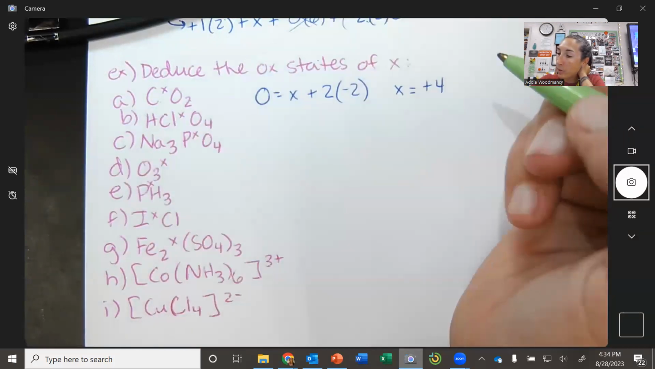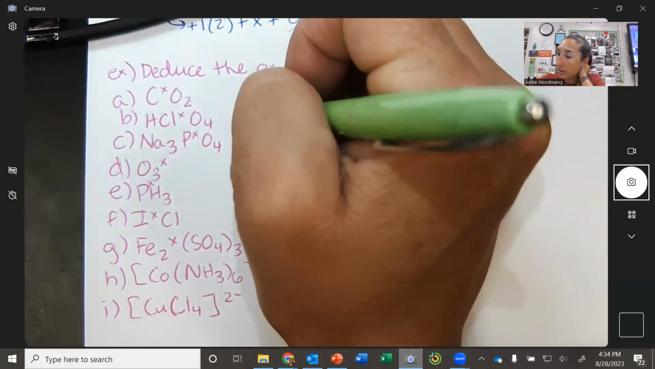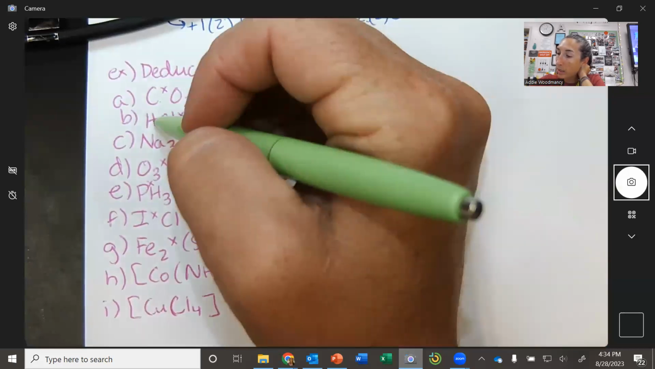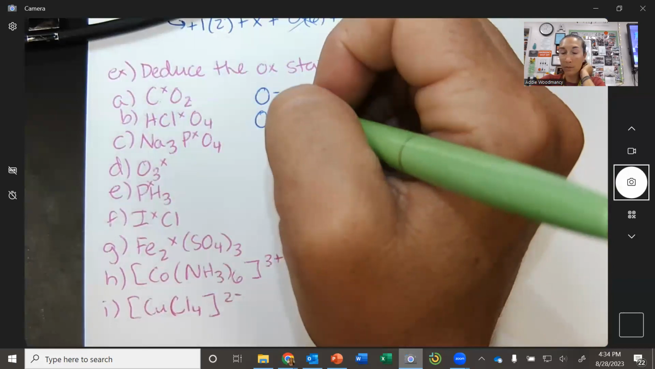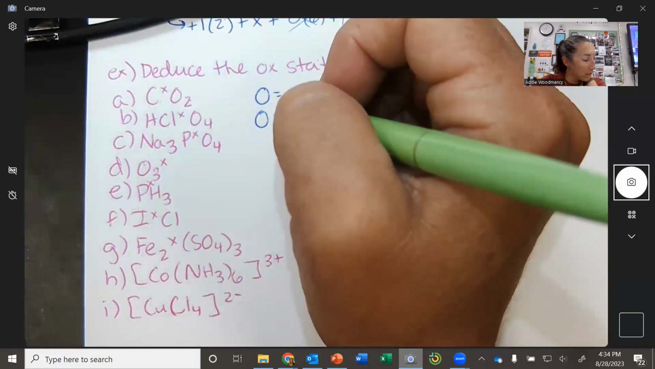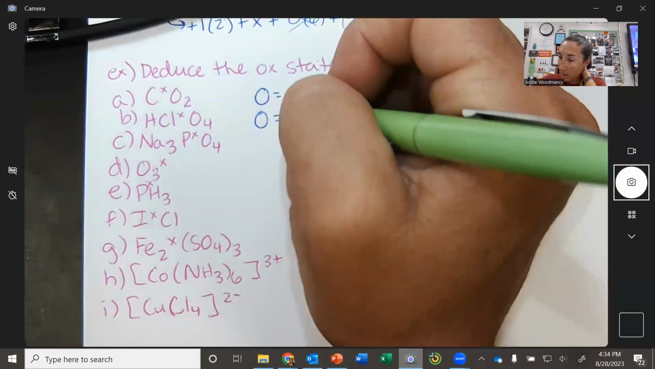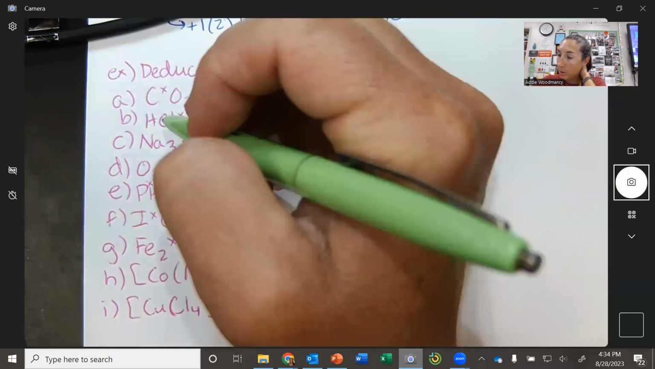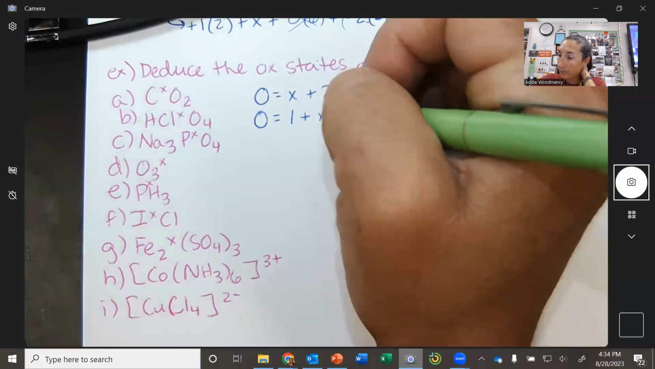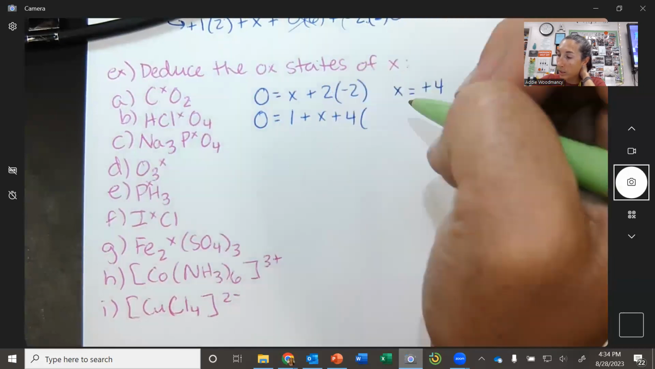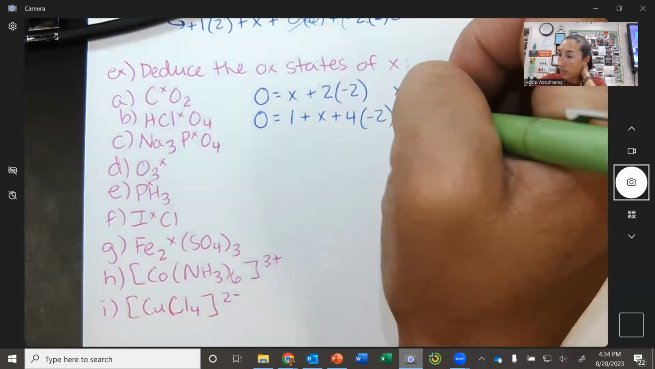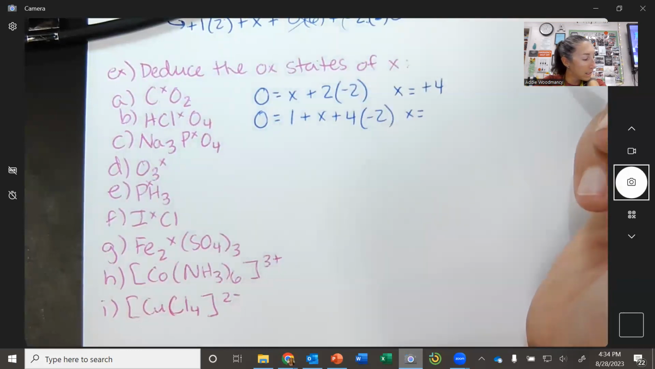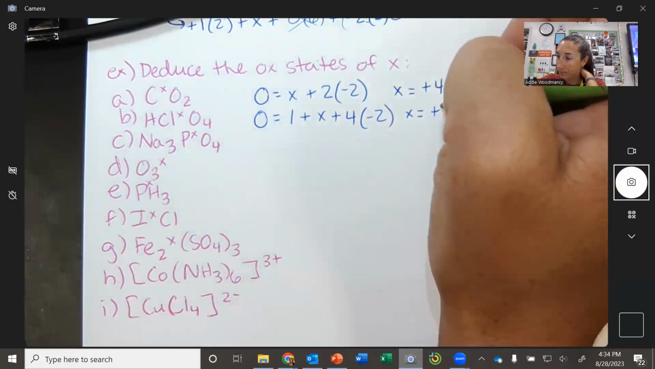B, we also have a neutral compound, so set that equal to 0. Hydrogen, and we only have 1 of them, hydrogen's oxidation state is going to be 1. We look at the periodic table. Plus 1 chlorine, we don't know. Plus 4 oxygens, which is -2. Solve for X, and X ends up being +7.